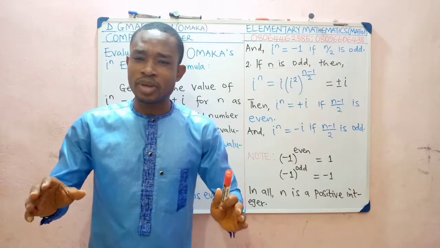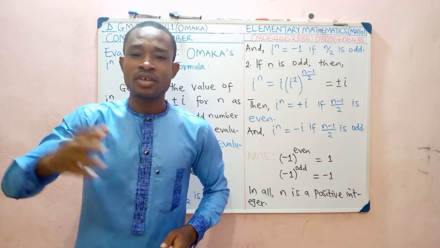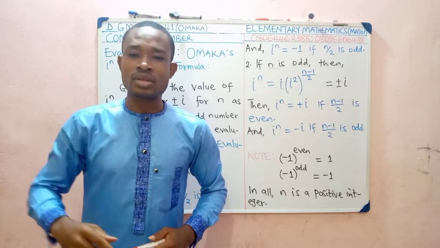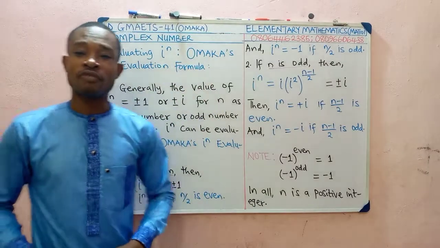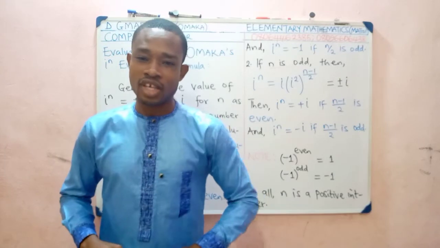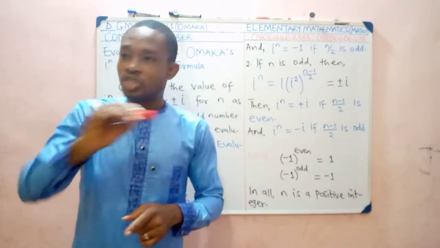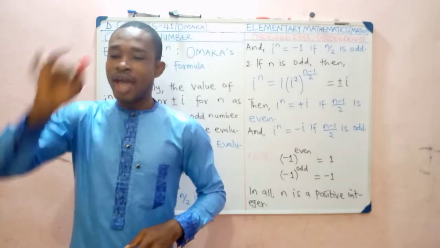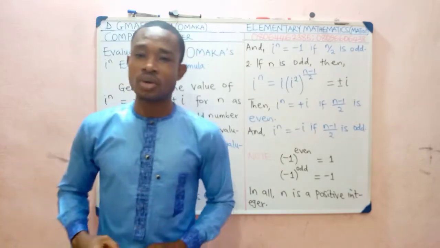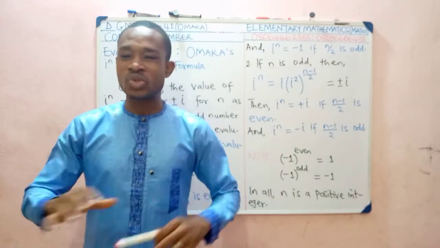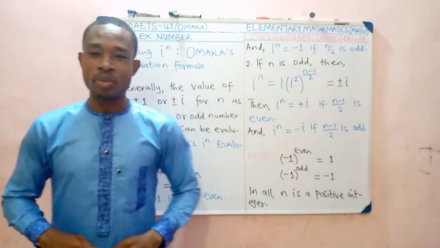So the question now could be, what if you are given i raised to a negative power, let's say i raised to power minus 6, so n there is minus 6. To apply the Omaka's i raised to power n evaluation formula, please apply the negative index law of indices: i raised to power minus n changes to 1 over i raised to power n. Then solve the i raised to power n using this formula. You get your result. In the next video we're going to pick questions and see how we apply the Omaka's i raised to power n evaluation formula.